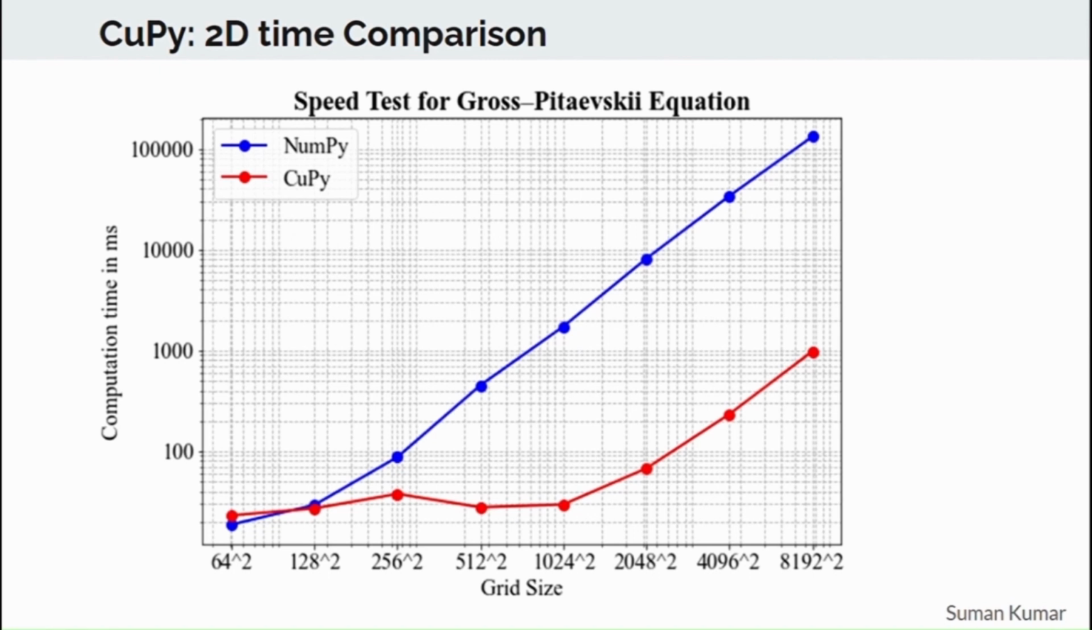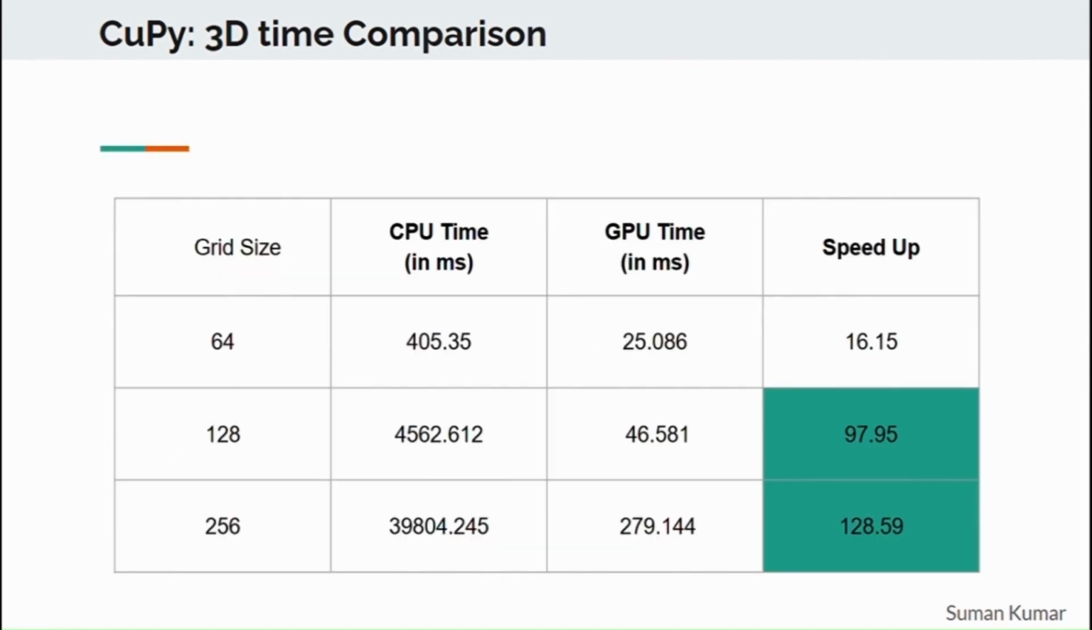We have also calculated the times for CPU and GPU in the three-dimensional case. The grid size is in 3D, that means it is 64 cubed, 128 cubed, and 256 cubed. And we can clearly see the trend is similar to the two-dimensional case. So the reason is the same.